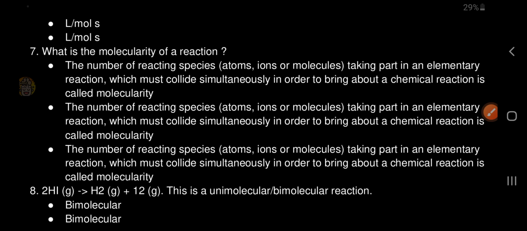The number of reacting species, atoms, ions or molecules taking part in an elementary reaction which must collide simultaneously in order to bring about a chemical reaction is called molecularity.